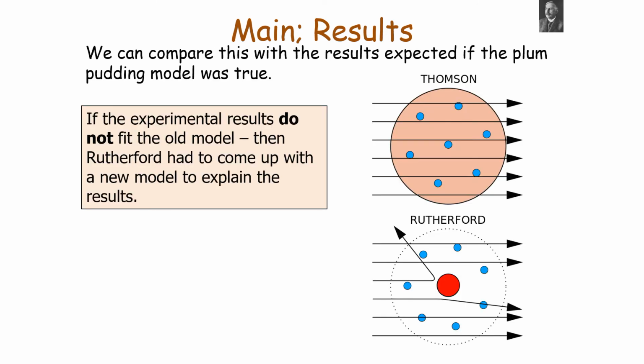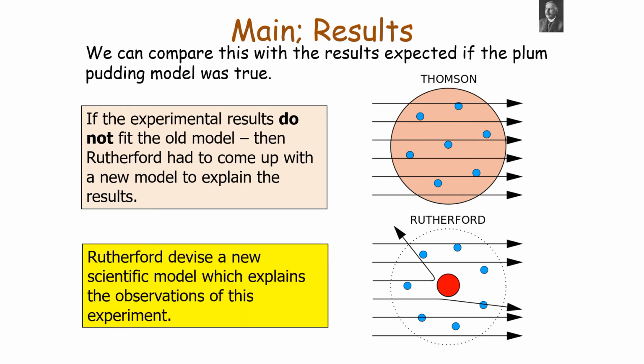Now, we can compare the results expected from Rutherford scattering compared to the plum pudding model. So if the experimental results do not fit the old model, which they don't, then Rutherford had to come up with a new model to explain his experimental results. So Rutherford devised a new scientific model which explains the observations of the experiment.